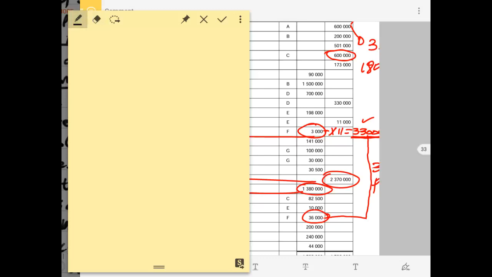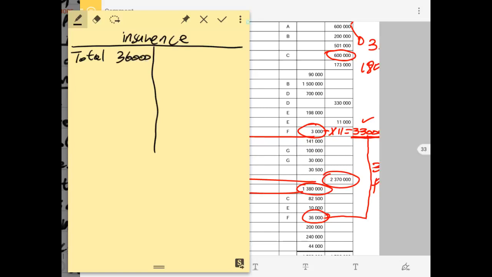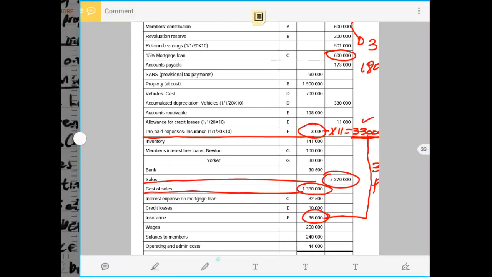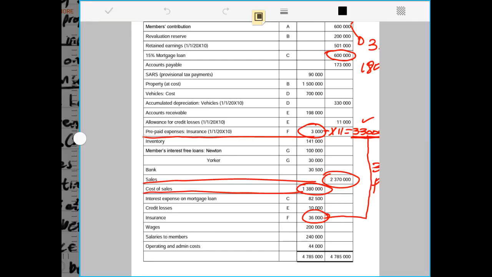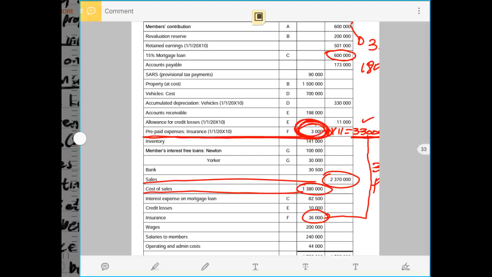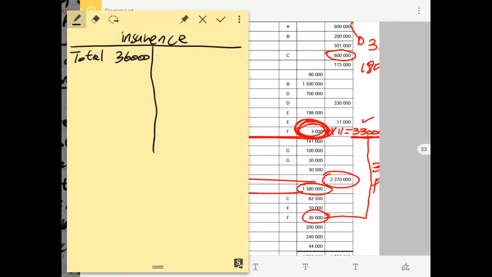And I like to do ledger accounts whenever there is an accrual. So now in this case, we have insurance expense, and we have to first record the total that we see in the trial balance, the one of 36,000 rands. Then after, we have to do the reversal. The reversal, remember, a prepaid expense, if you see this prepaid expense, is on the debit side of the trial balance, indicating that it is an asset. So now we have to cancel that asset of prepaid insurance, and we acknowledge expense in the current year.